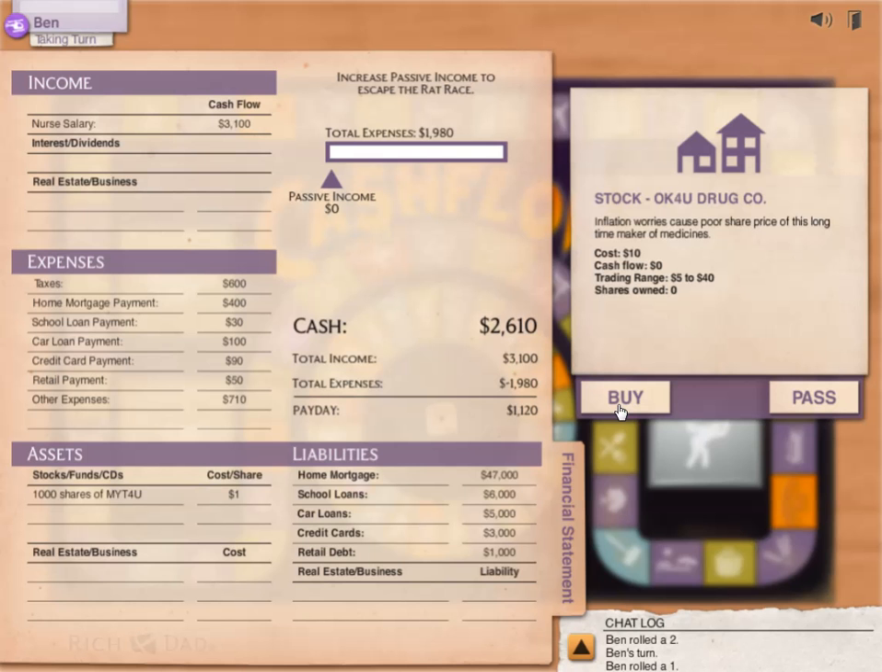Alright, so here's another stock opportunity. It's not the one that we've got. And the price range for this company is between $5 and $40, and it's currently at 10. It's talking about inflation causes poor share price. So I might give this one a bit of a miss because $10 certainly isn't at the bottom of its threshold. If you had heaps of money, you could certainly give this one a bit of a go, but it's probably a bit of a risk, and there's not as much upside potential as there was in the other one. So we're going to give this one a pass.